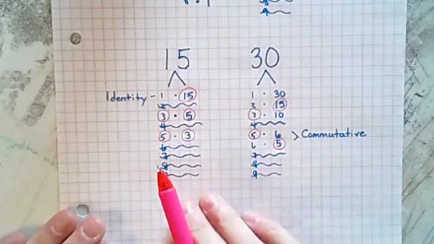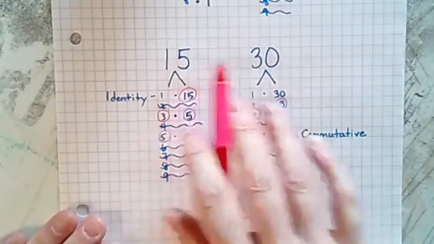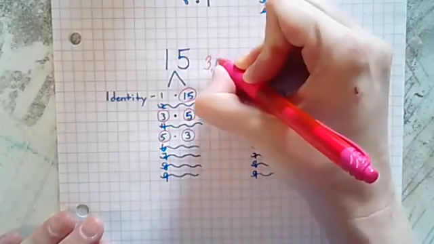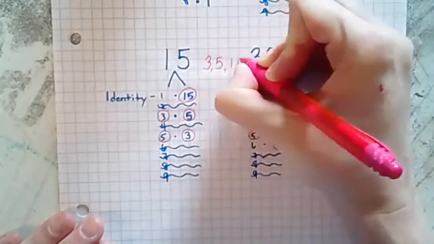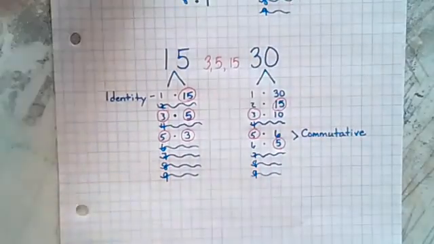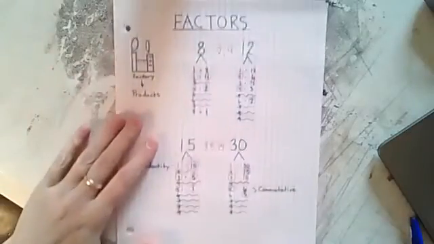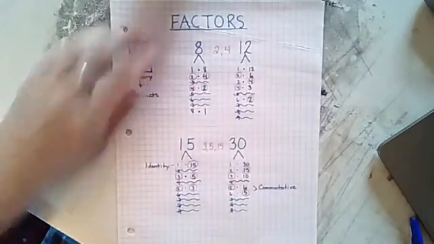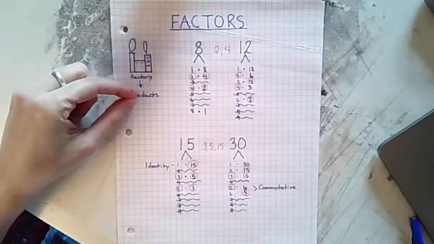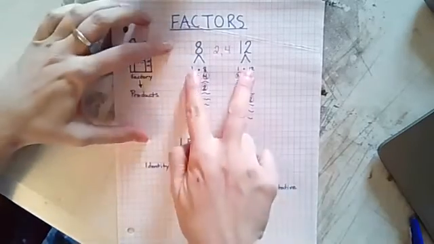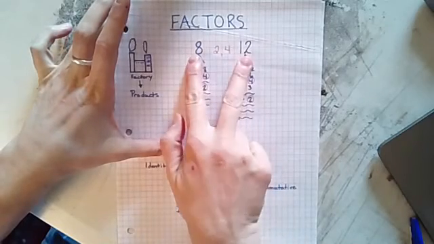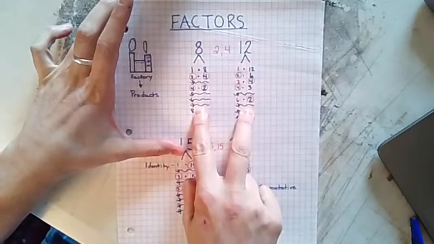So the factors that are shared between 15 and 30 are 3, 5, and 15. And that is how you do factors. So let's remember, when we're talking about factors, we can think about a factory creating products, okay? And so these are the factors, these are the ingredients used in our factory, and these are the products that these factors make.